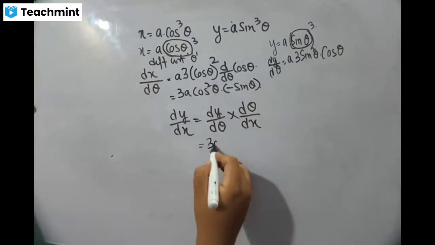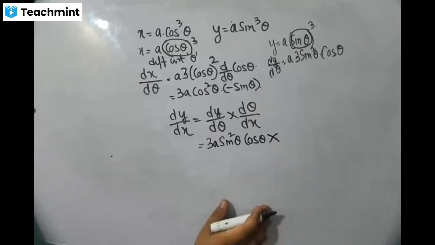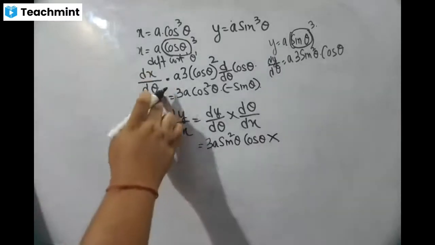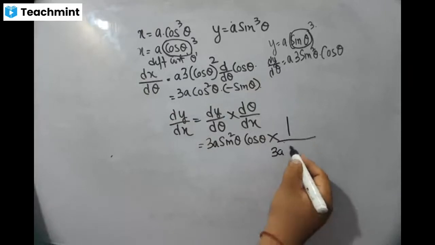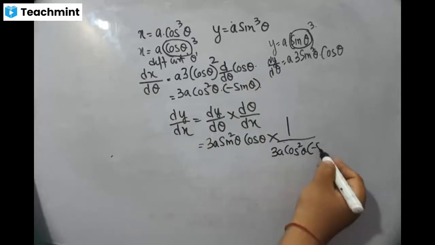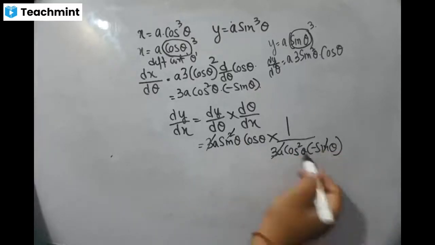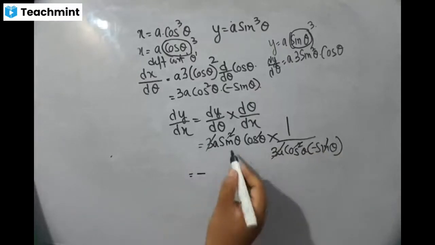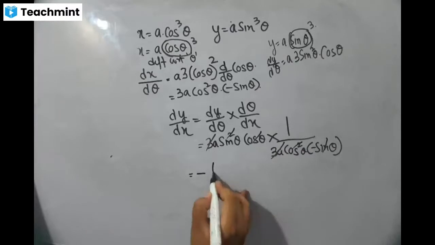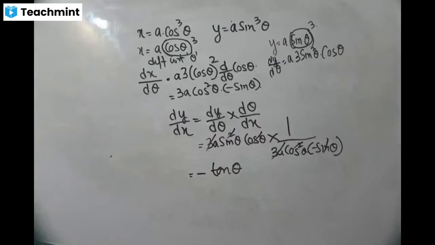dy by d theta is 3a sine square theta cos theta into, what is the value of d theta by dx? dx by d theta is this, so the reciprocal would be 1 divided by 3a cos square theta into minus sine theta. So see, 3a and 3a get cancelled, sine and sine get cancelled, cos and cos. So minus is left in the denominator, so plus into minus is minus. In the numerator, sine is left, in the denominator, cos. So sine by cos is tan theta. So this is how you do this particular part.